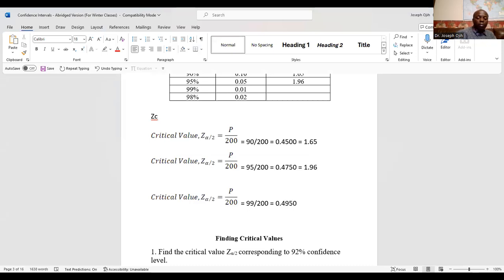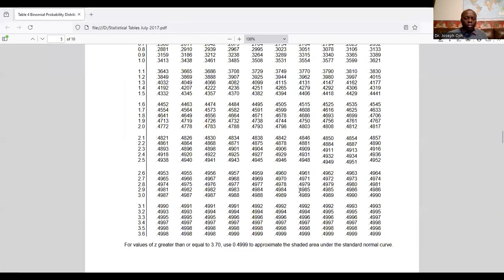Okay. I make it 0.4950 because the numbers in the table are 4 digits. Let's look for it. If you don't see it, we choose the one that is closest. 4950. I say 4959. This won't work.